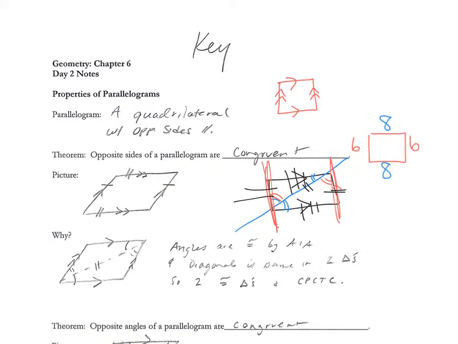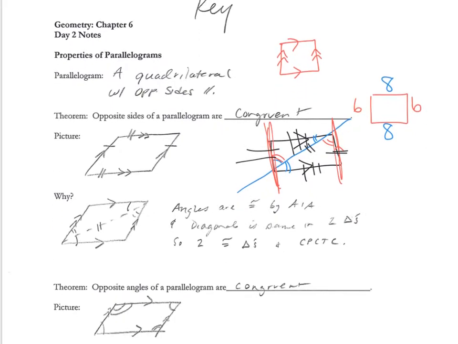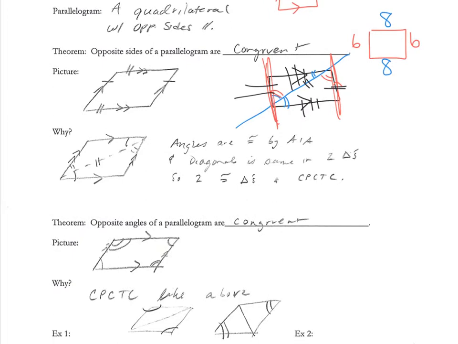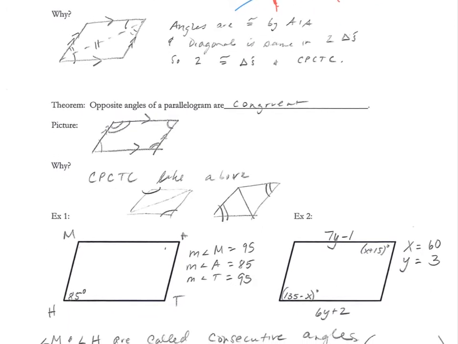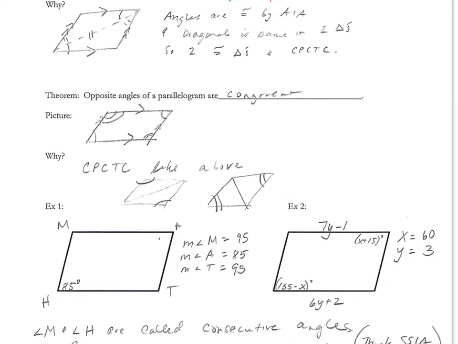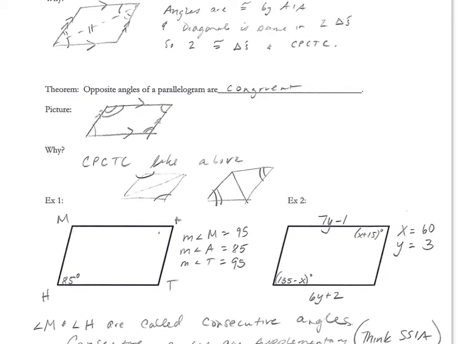So a parallelogram is a quadrilateral with opposite sides parallel. Opposite sides of a parallelogram are congruent. Another property is opposite angles of a parallelogram have to be congruent. So just like we drew the triangles above, we know that these two angles correspond. So therefore these two angles, which are called opposite angles, are congruent. And these two angles correspond. Those are opposite and they're congruent.